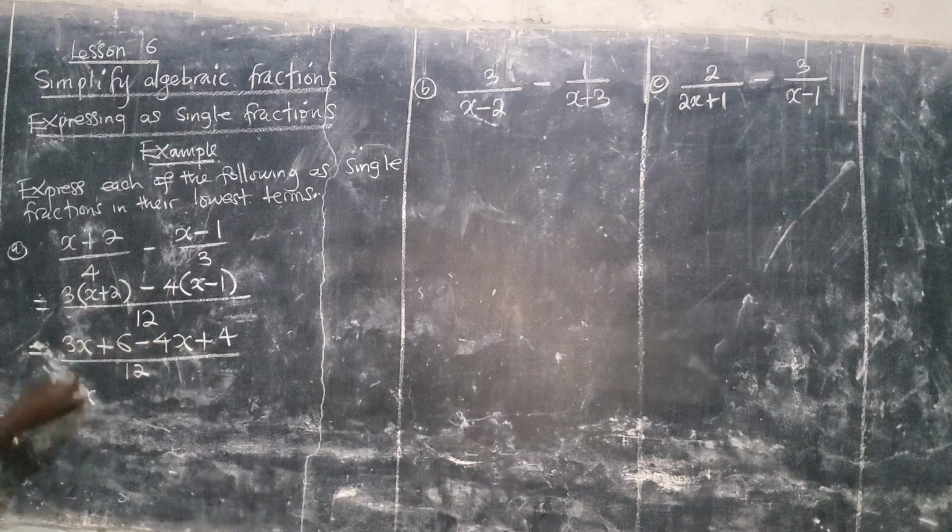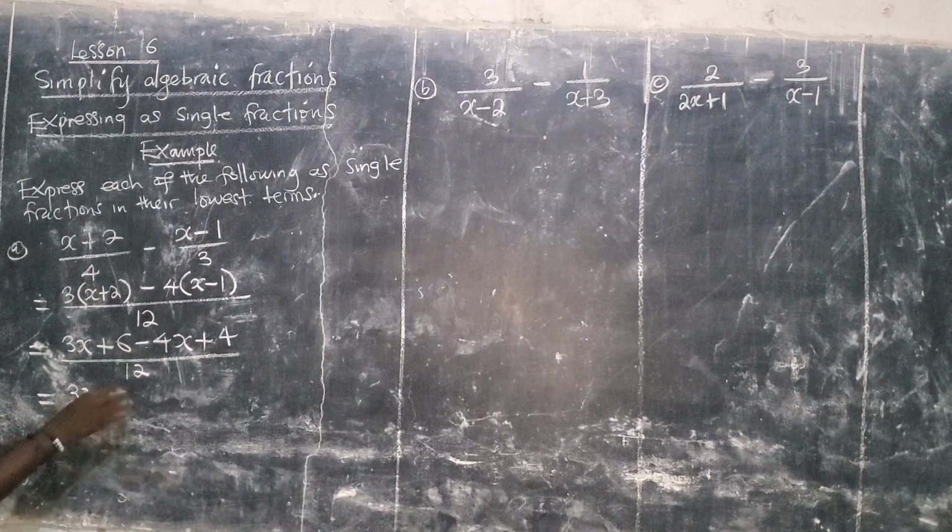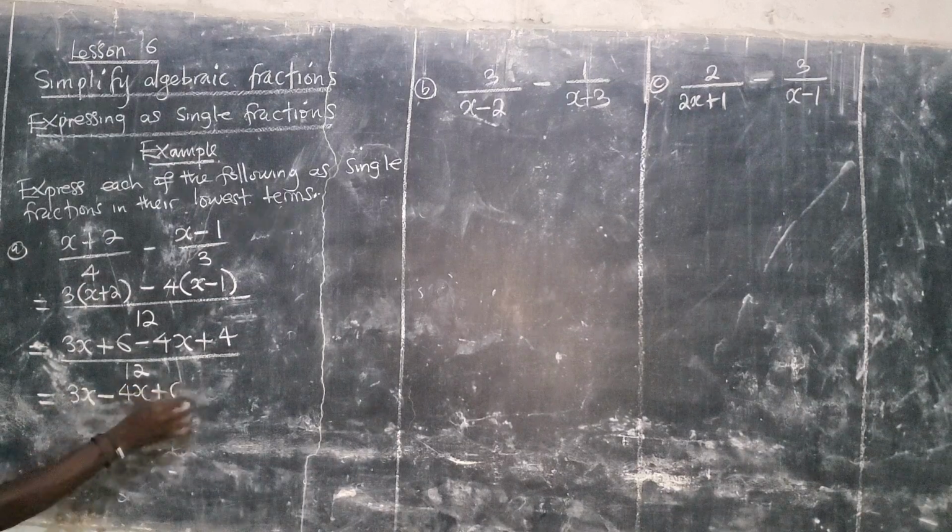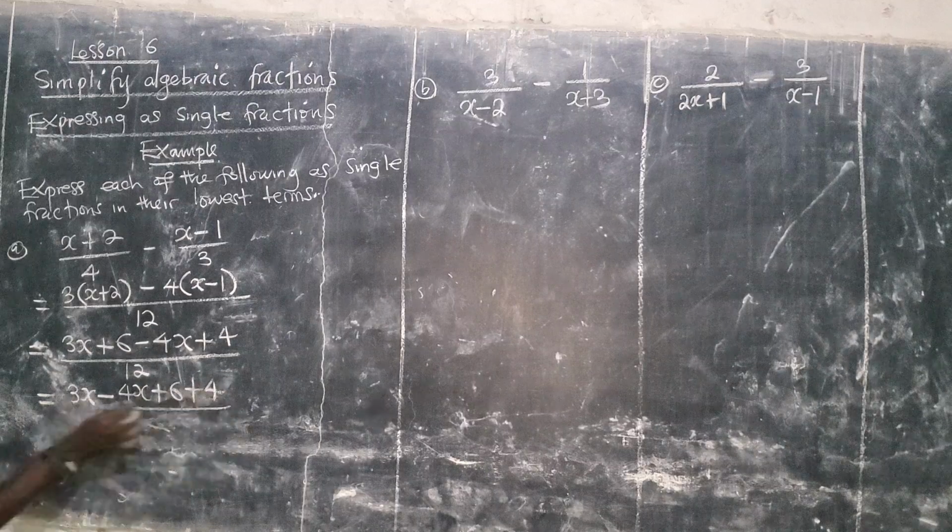3x, when this one comes this side is what? Minus. We are not going to change the sign because we are not going to the other side of the equal sign. So minus 4x plus what? 6 plus what? 4. Over what? 12. Which will be 3x minus 4x.